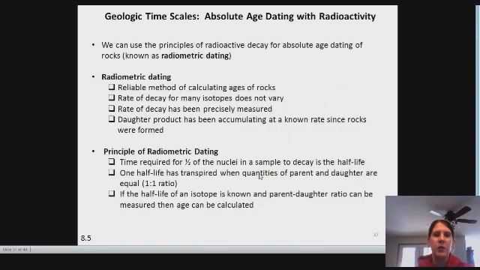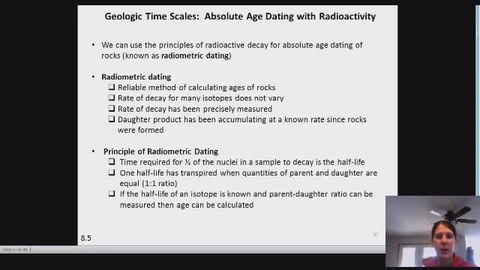Okay, we can use the principles of radioactive decay for absolute age dating of rocks. This is a reliable method of calculating ages of rocks because the rate of decay for many isotopes doesn't vary. Isotopes have very defined specific half-lives. The rate of these decays have been precisely measured, and daughter products have been accumulating at a known rate since rocks were formed. So the principle of radiometric dating is that the time required for half of the nuclei in a sample to decay is its half-life.